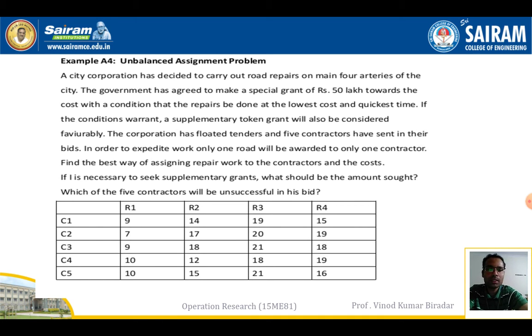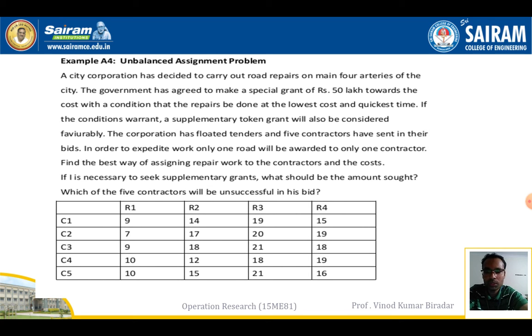What should be the amount, and which one of the five contractors will be unsuccessful in his bid? Okay, so this is the question given for the contractors. The government has agreed that a special grant of 50 lakh rupees is released for doing roads in a corporation. Four roads are given here, road 1, 2, 3, 4, and the corporation 1, 2, 3, 4, 5.